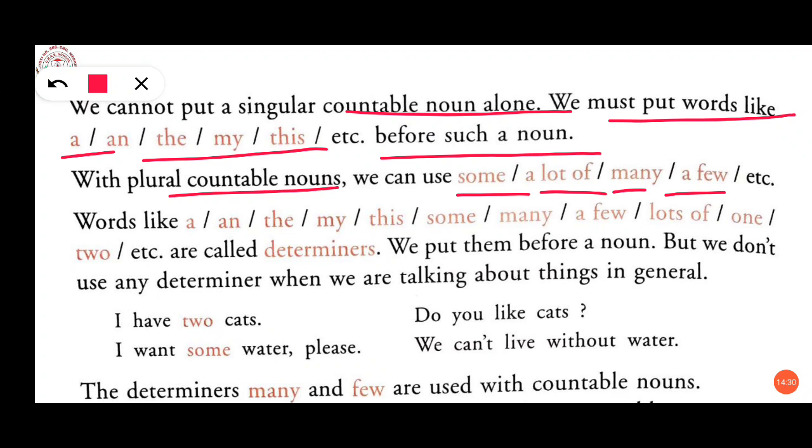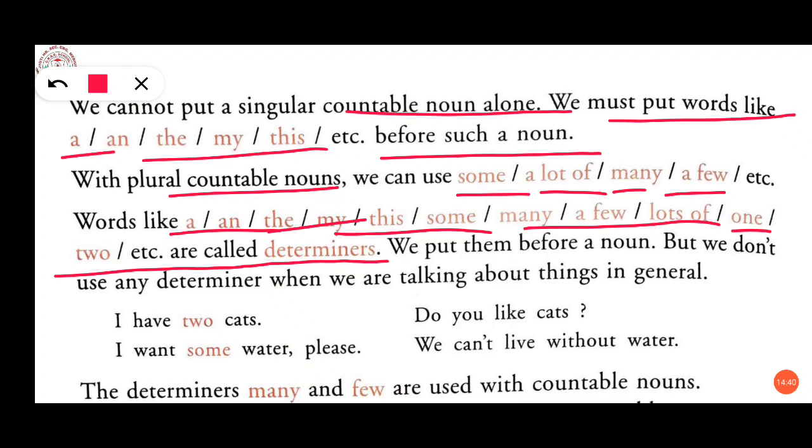Now words like a, an, the, my, this, some, many, a few, lots of, one, two, etc. are called determiners. Now you have seen the underlined words I have done over here that are called determiners. We put them before a noun. Where we should put them? All these words we just put them before nouns, but we don't use any determiner when we are talking about things in general.